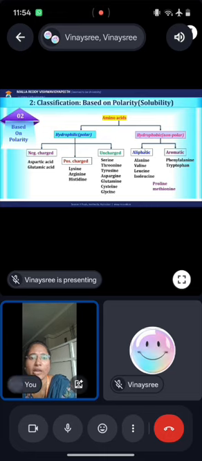Whereas coming to the hydrophobic, there are two types: aliphatic and aromatic. In the aliphatic, alanine, valine, leucine, isoleucine will be there, and aromatic, phenylalanine and tryptophan will be there. If the imino group is present, then we can call it as proline and methionine.